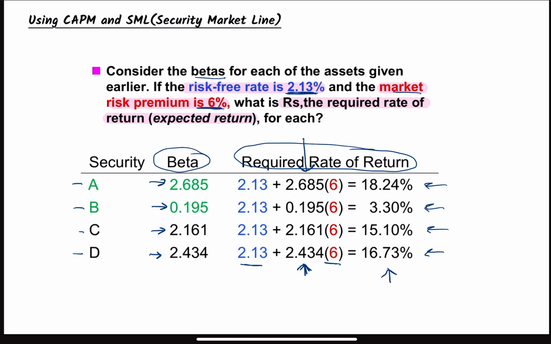For example, security B has a beta of 0.195. So the required rate of return for security B is 3%. Whereas the beta for security A is 2.685. So the required rate of return is 18.24%. Notice how the difference is because it's being multiplied by this beta. The beta is much larger in security A. So the required rate of return is going to be greater because it's a riskier investment.